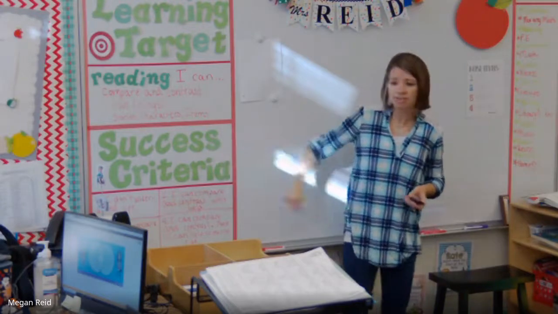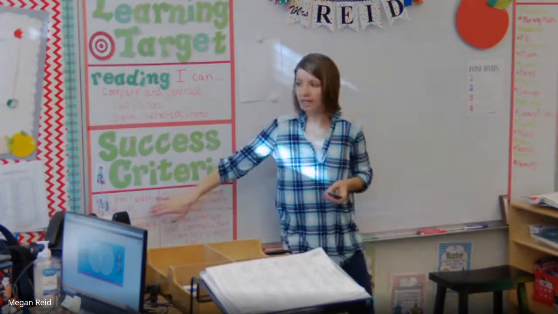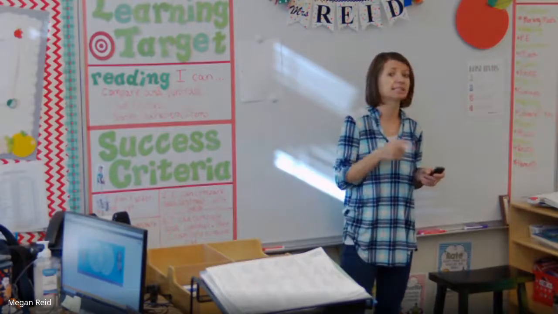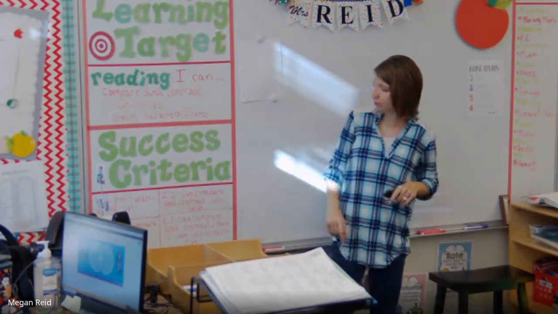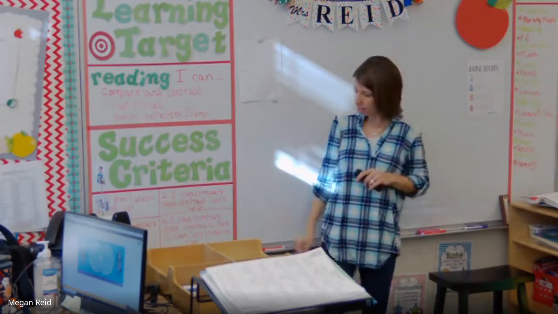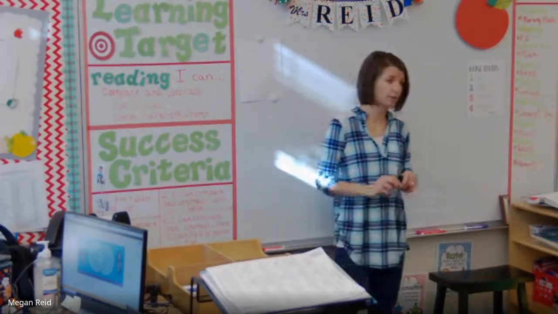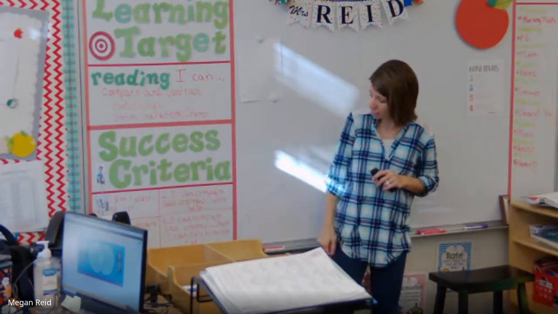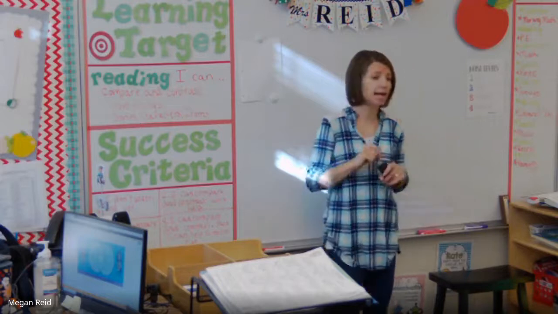For our success criteria this week, you are a 1 if you don't understand it yet. You're a 2 if you can compare and contrast with some help. You're a 3 if you can compare and contrast on your own. And you're a 4 if you can compare and contrast and then help someone else.